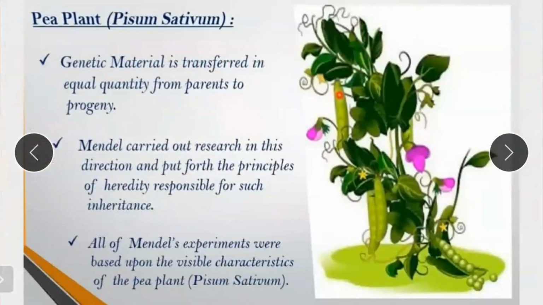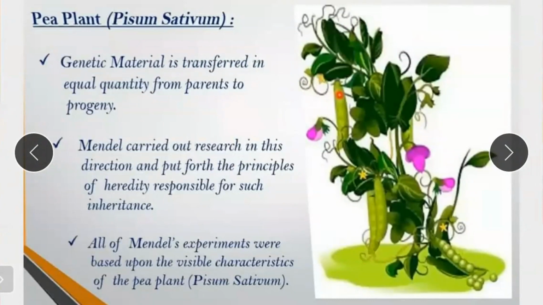This picture is of a pea plant. This pea plant is Pisum sativum. What is the scientific name of the pea plant? It's Pisum sativum. So this scientist, Mendel, searched for the genetic material which is transferred in equal quantity from parents to progeny.